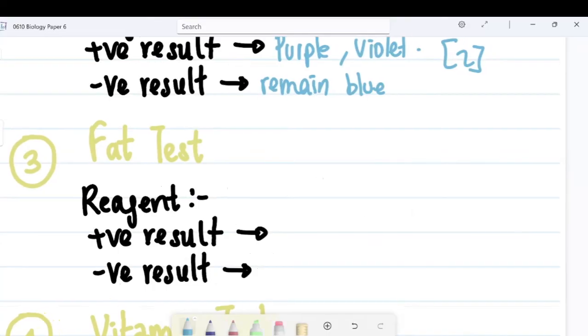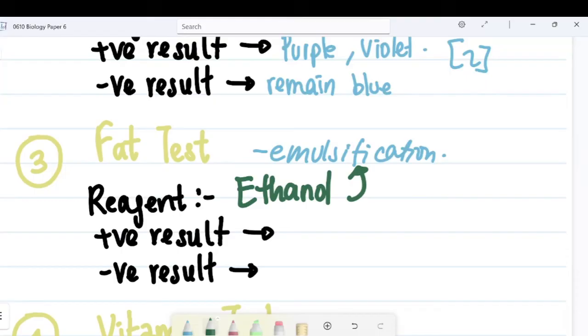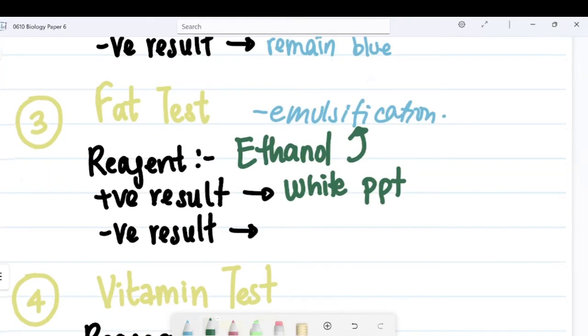That's the 3 marks. The reagent for the fat test. Fats, you put oil and water, they don't mix. So it's basically emulsification. So your reagent is going to be ethanol, which you're going to use to emulsify. And your positive result is white precipitate. And then you have negative result, it's just nothing's going to happen.